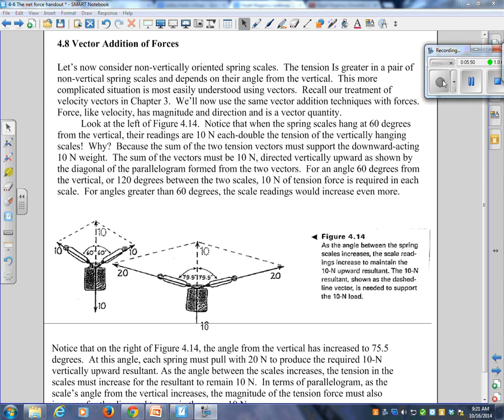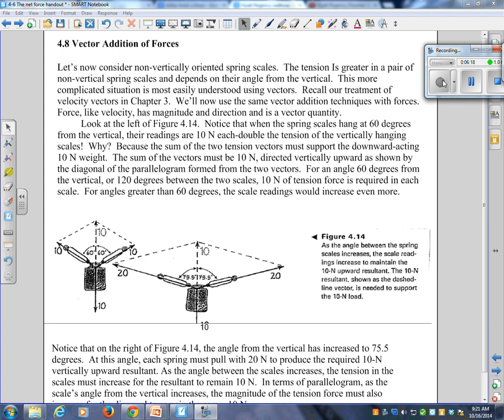Let's now consider non-vertically oriented spring scales. In other words, they're at an angle. The tension is greater in a pair of non-vertical spring scales and depends on their angle from the vertical. This more complicated situation is most easily understood using our old friend, vectors. Yay, vectors have returned. Well, they've been here all along. Recall our treatment of velocity vectors in Chapter 3. We'll now use the same vector addition techniques with forces. Force, like velocity, has magnitude and direction as a vector quantity.